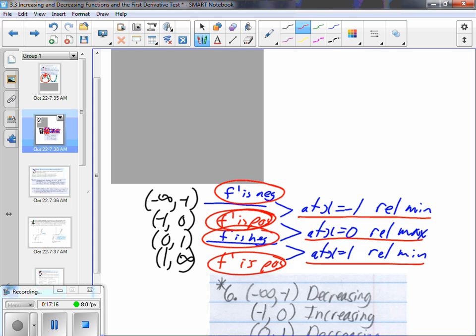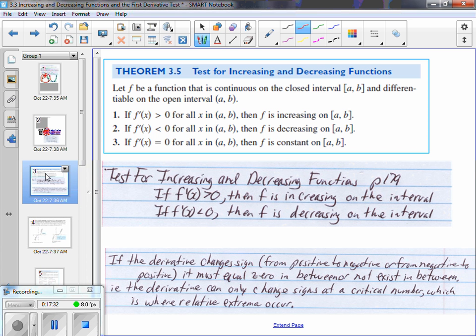So you have to organize all this into a nice, neat little chart. But does the concept make sense? Any questions? Okay. All right. Here's the way the book writes the first derivative test. Test for increasing and decreasing functions. In the book, this is on page 179.